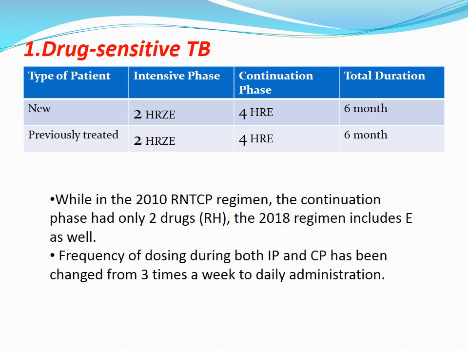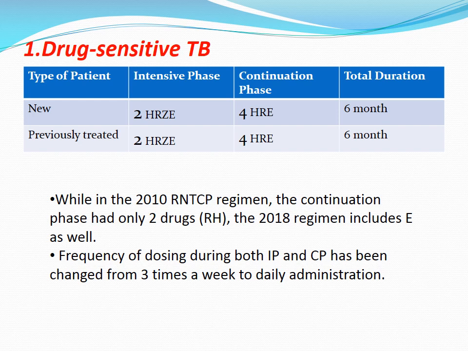So we'll see what is in the intensive phase. The intensive phase in both is 2 HRZE. The 2 indicates the months. So for 2 months we are giving these 4 drugs, that is HRZE: H isoniazid, R rifampicin, Z pyrazinamide, E ethambutol. All these 4 drugs are given for the first 2 months in the intensive phase. We are aggressive, we are giving more drugs so as to rapidly kill the bacilli and bring about sputum conversion in the patient. So this is for 2 months, and this is followed by the continuation phase for 4 months.